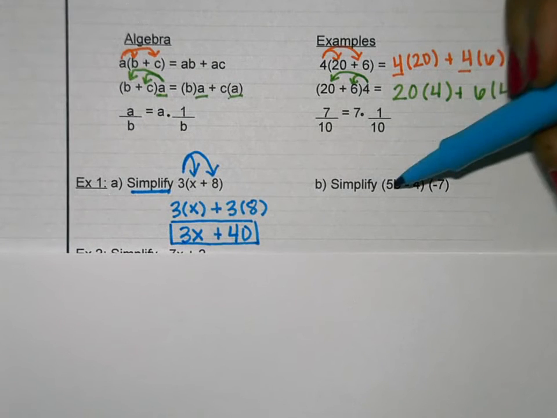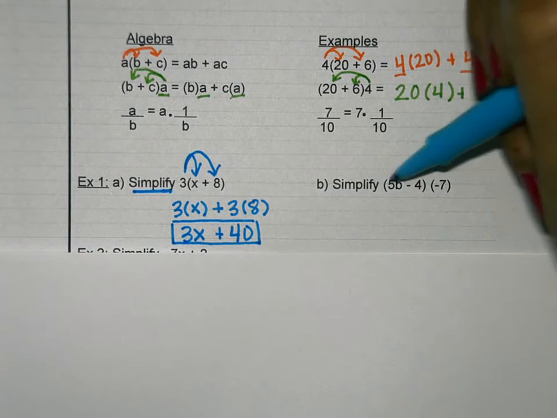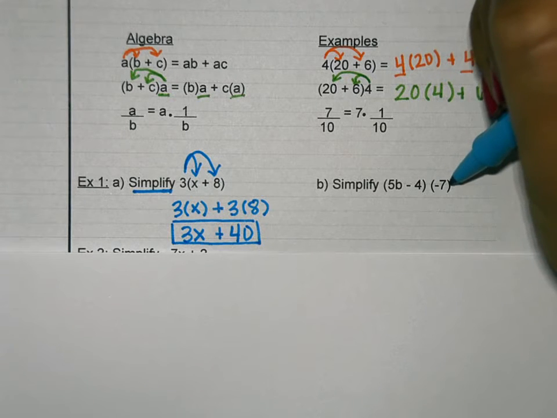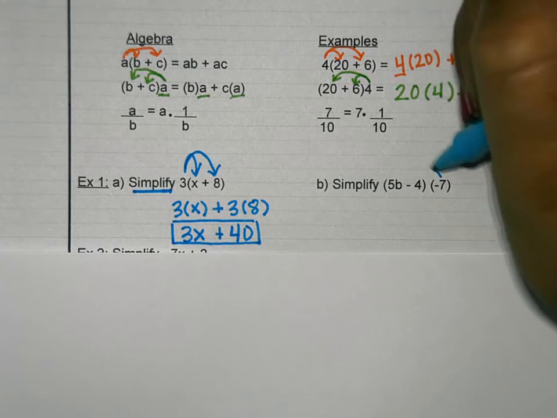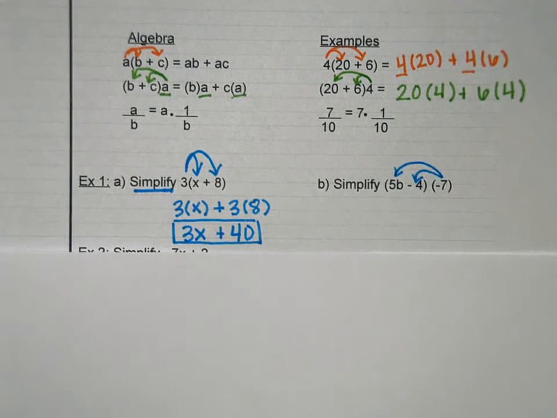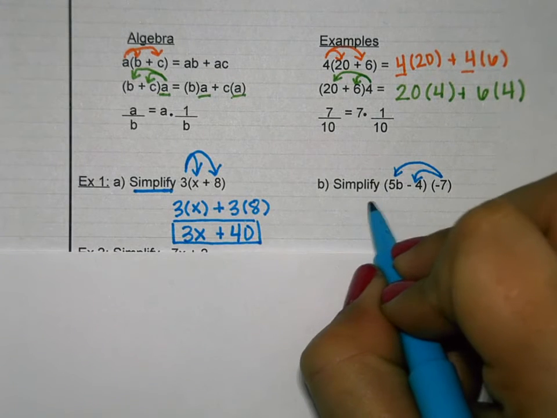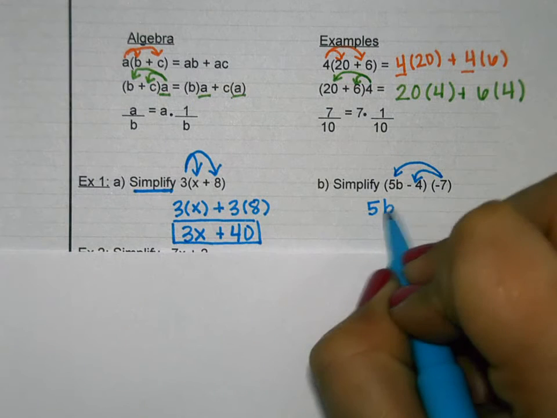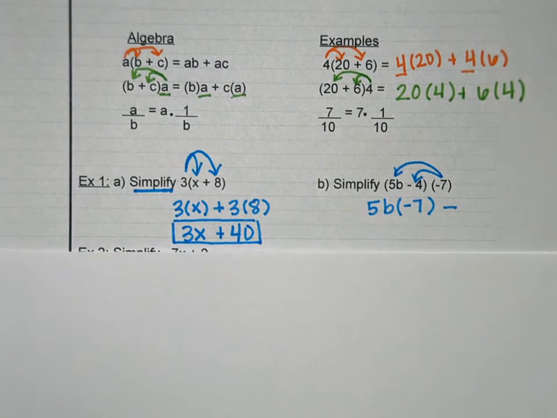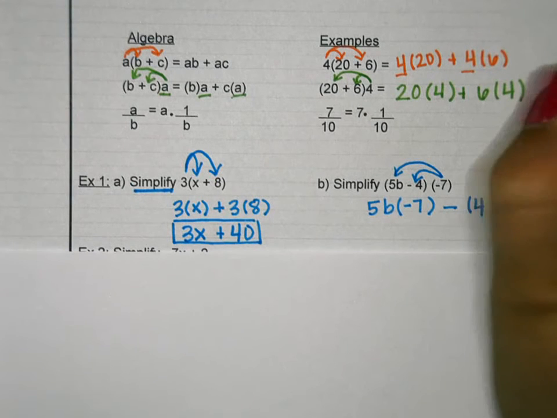Part B is to simplify the expression 5b minus 4 times negative 7. So since I am multiplying both of these by negative 7, I distribute the negative 7, and then I'll end up subtracting later. So this is going to give me 5b times negative 7 minus 4 times negative 7.